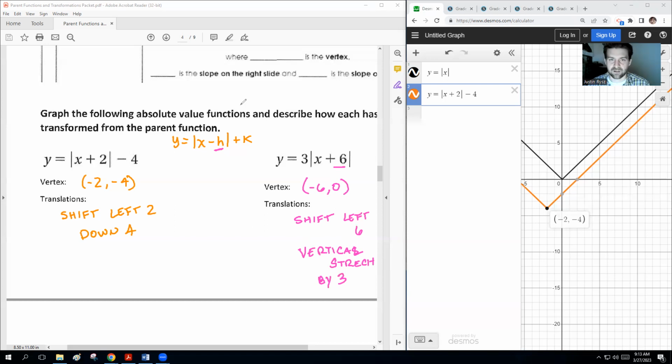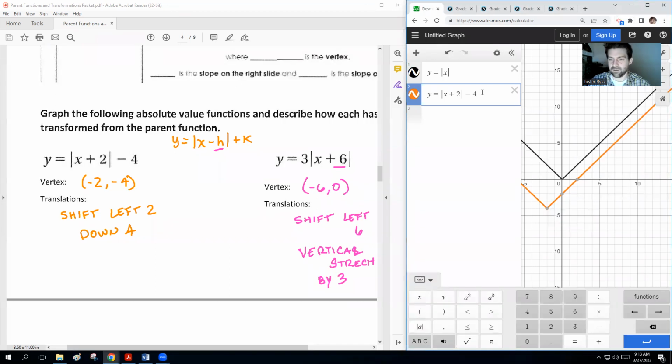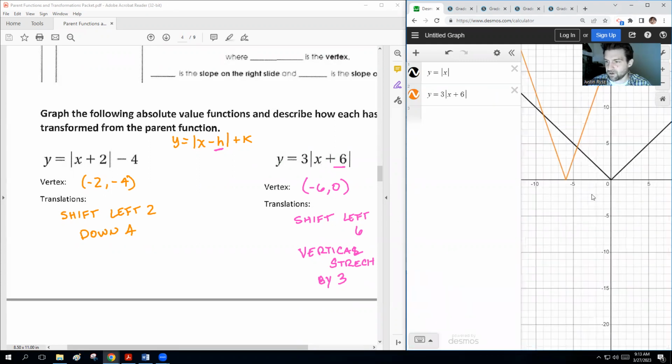All right, so double check that here. Just take a second, type it in. All right, nothing on the outside. Okay, we're going to change that to a plus 6. And then we're going to put a 3 on the outside. Okay, definitely looks like we took our graph here, moved it just to the left. It didn't move up or down at all. It just went to the left, and now everything is stretched out 3 times as much.